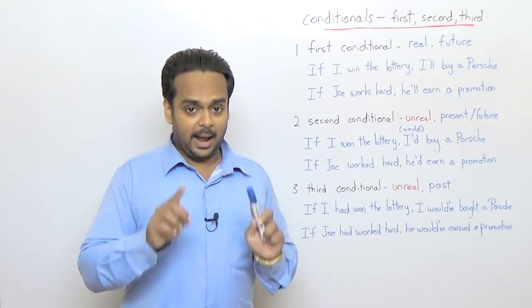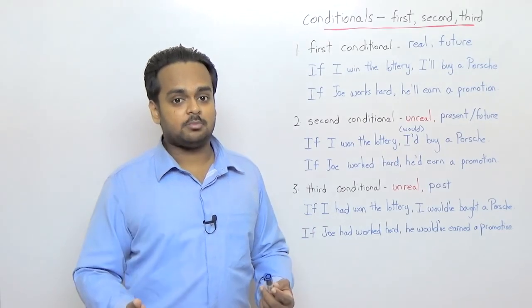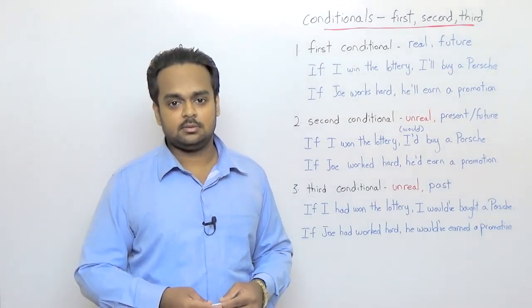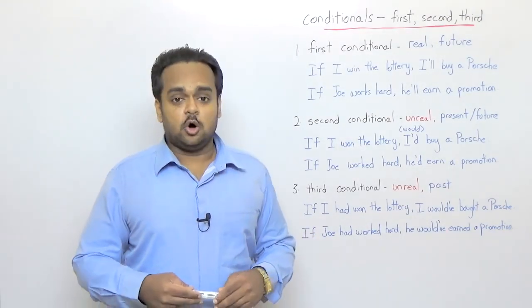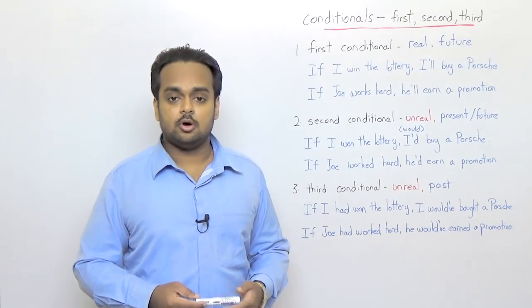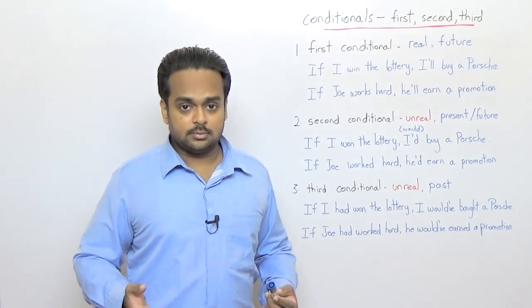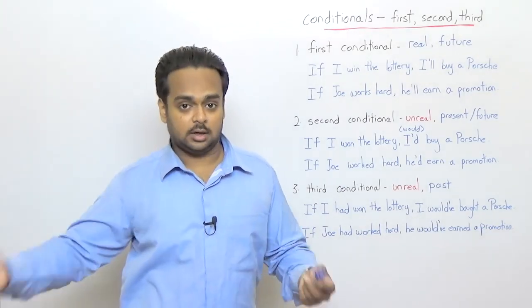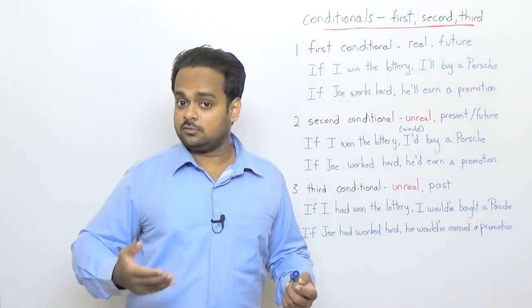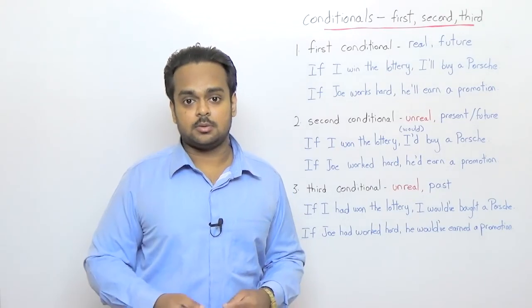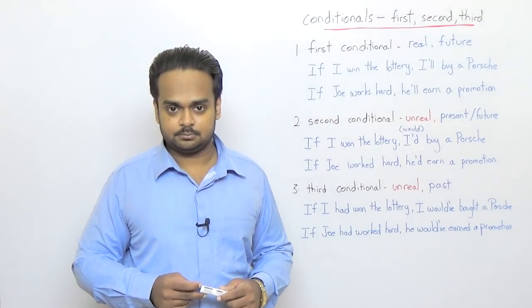But I can imagine about the past. If I had won the lottery, I would have bought a Porsche. But I didn't win, so I didn't buy a Porsche. Or in our second example, if Joe had worked hard, he would have earned a promotion. So what's happened is Joe did not work hard and somebody else got the promotion. Joe did not get the promotion. So we're looking back at the past and we're saying, well, if Joe had worked hard, he would have earned a promotion. So he didn't work hard and no promotion for Joe.